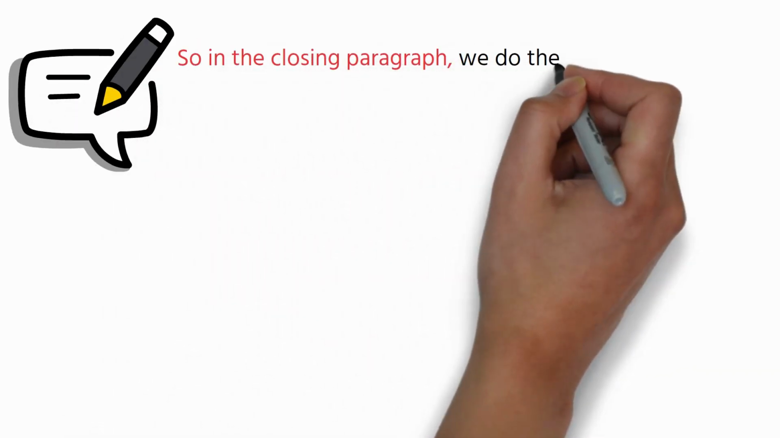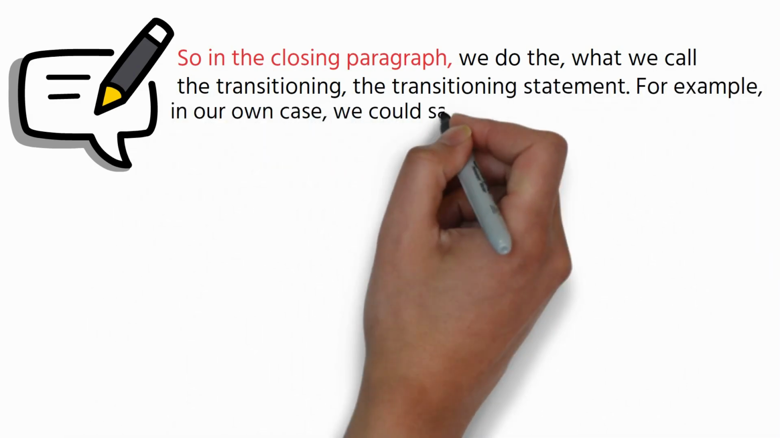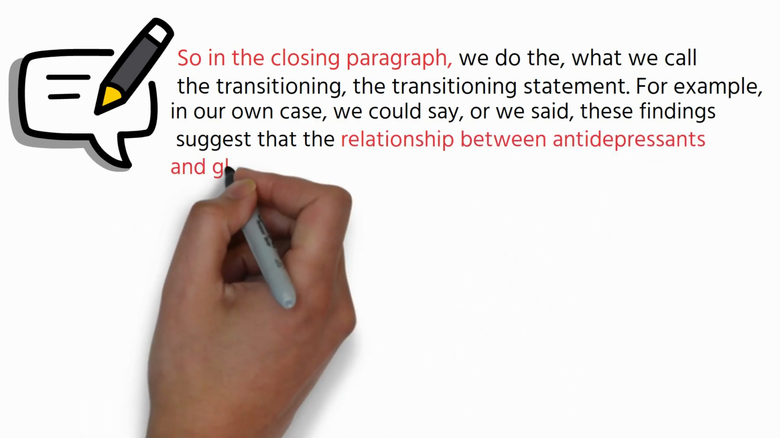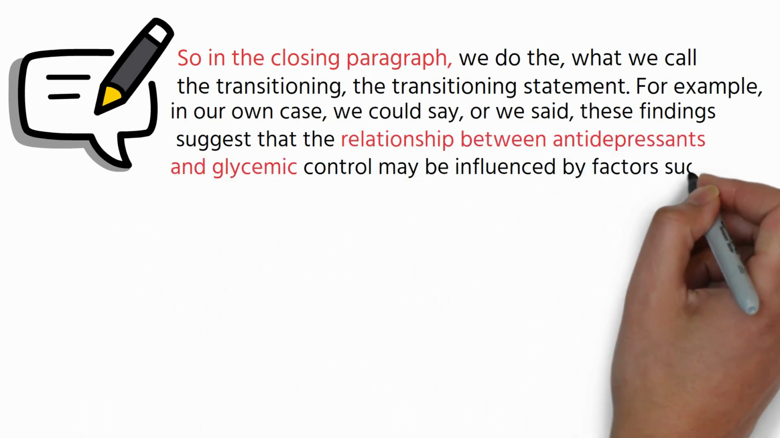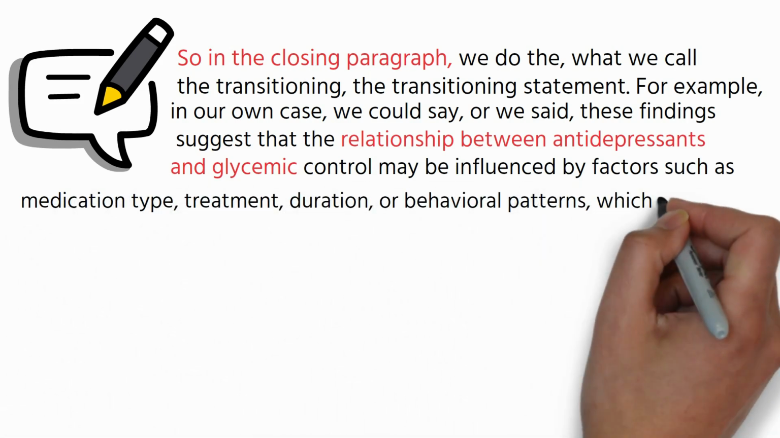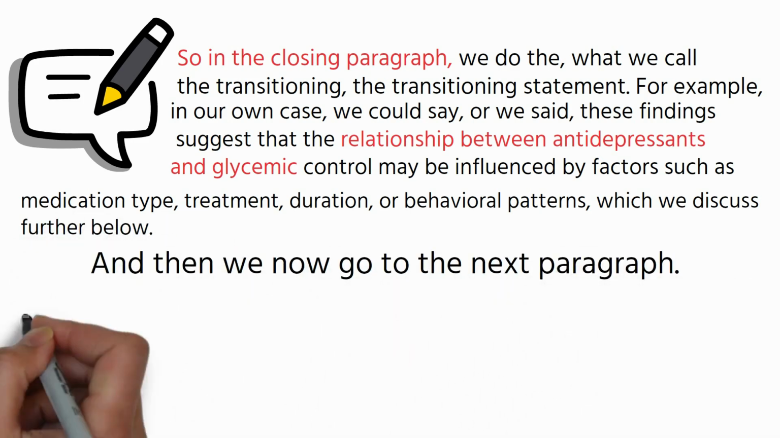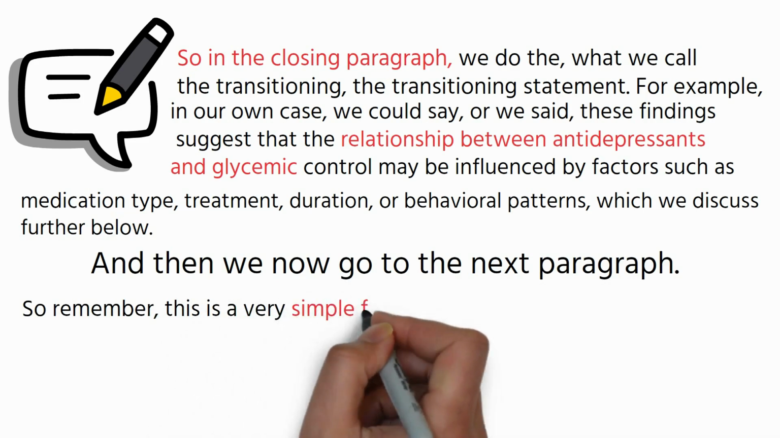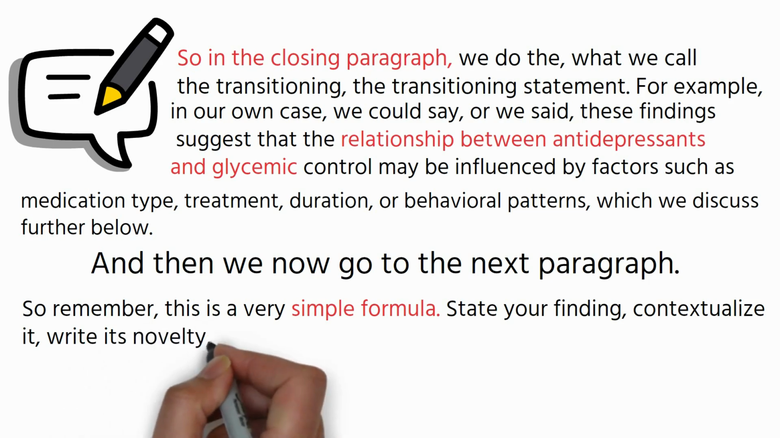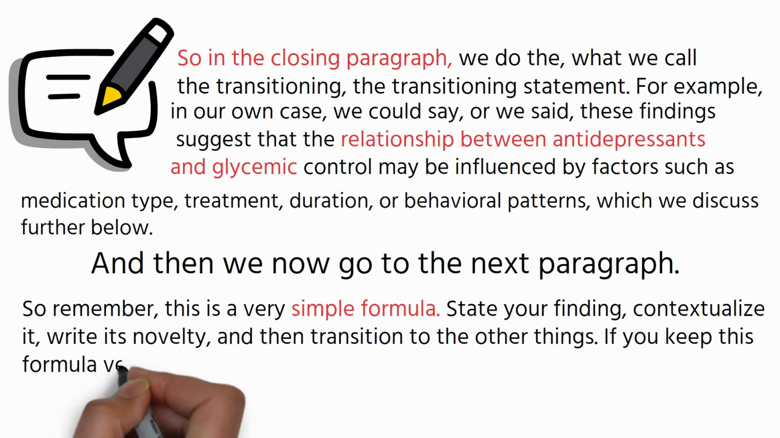So in the closing paragraph, we do what they call the transitioning statement. For example, in our own case, we could say, or we said, these findings suggest that the relationship between antidepressants and glycemic control may be influenced by factors such as medication type, treatment duration, or behavioral patterns, which we discuss further below. And then we now go to the next paragraph. So remember, this is a very simple formula. State your finding, contextualize it, write its novelty, and then transition to the other things.